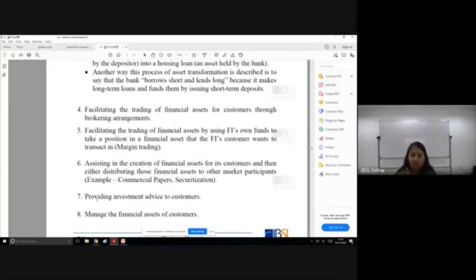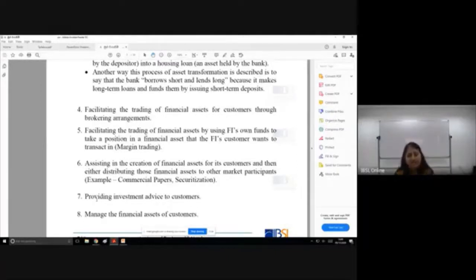So as a stockbroker for margin trading, there's a certain interest charged as well if you don't pay back. And it's safe because your portfolio will be the security of the stockbroker. So the financial intermediaries are well secured when they design products. So margin trading is that they will let you use their own funds for you to take a position in a financial asset. That is what you call margin trading.